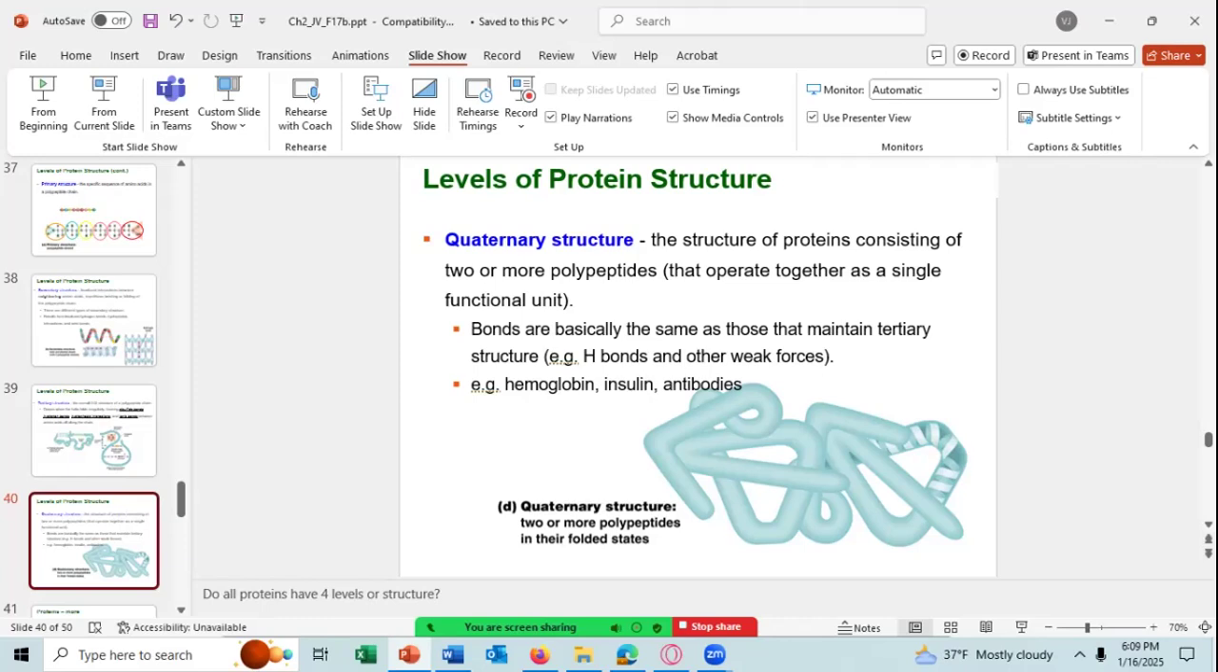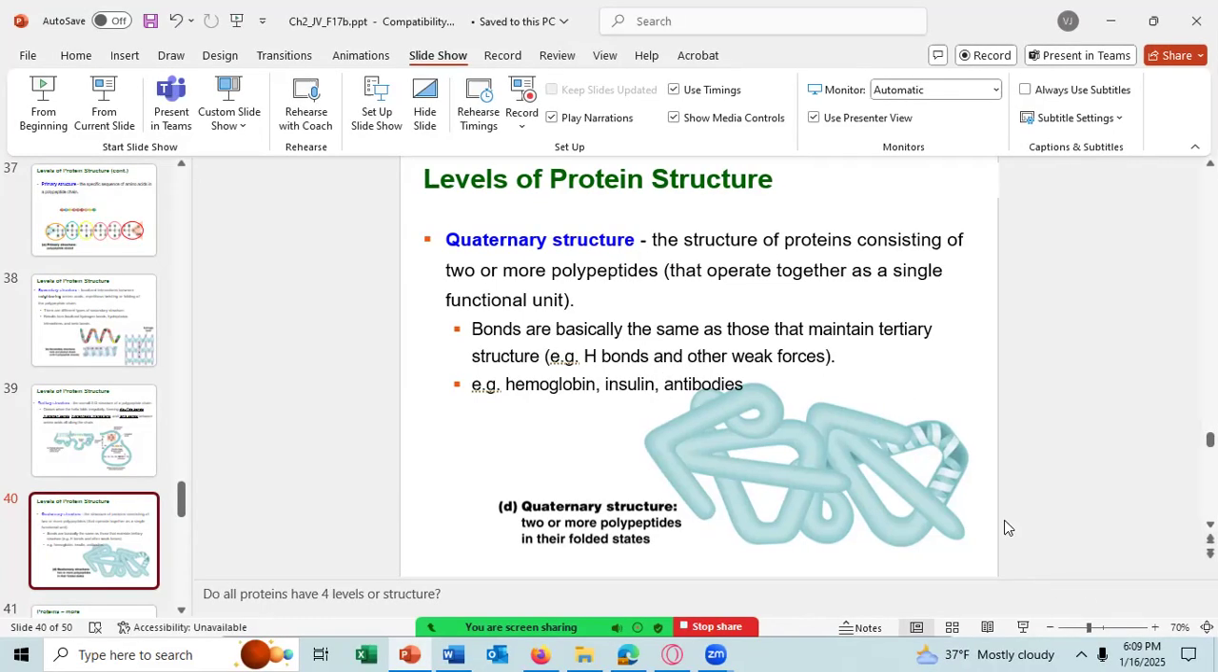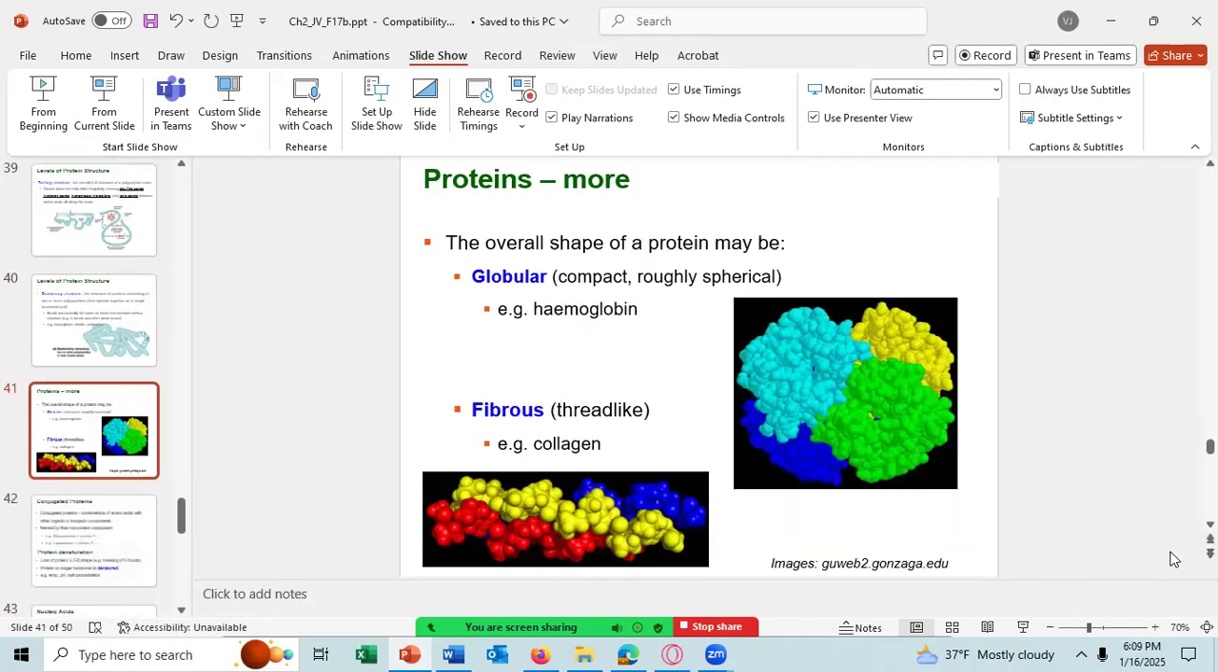So not all proteins have 4 levels of protein structure. Some proteins only go as high as 3 levels, and that's probably most proteins. All right, any other questions about the different levels of protein structure?